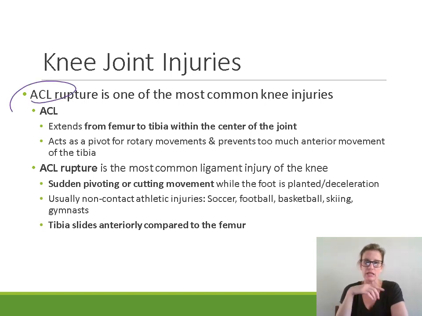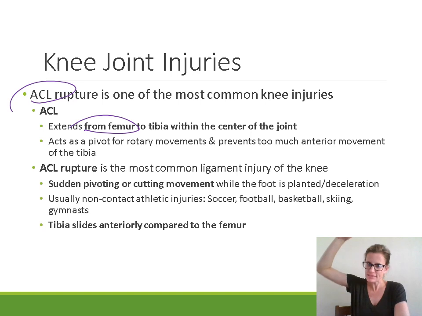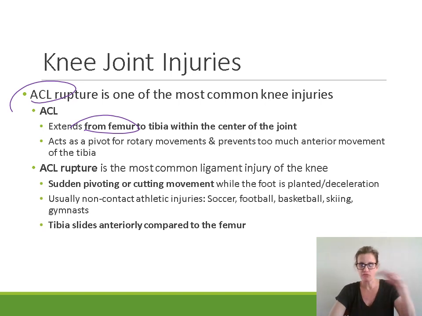So the ACL, anterior cruciate ligament, starts on the medial part of the lateral femoral condyle. So it goes from the femoral condyle in the femur, the bottom part of the femur, and then it extends down in an anteromedial fashion. So it heads down towards the middle and front of the knee, and then it connects to the tibia, in the front of the tibia between the two tibial condyles.